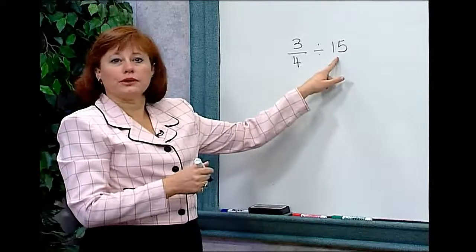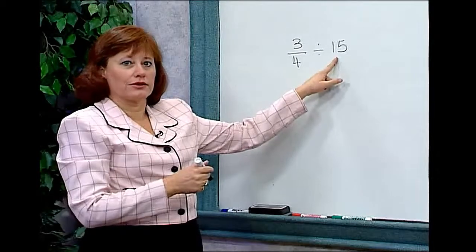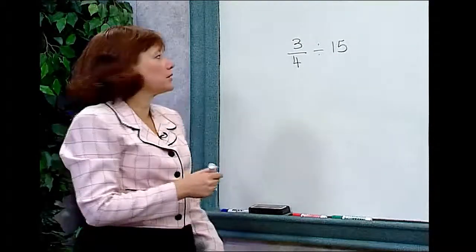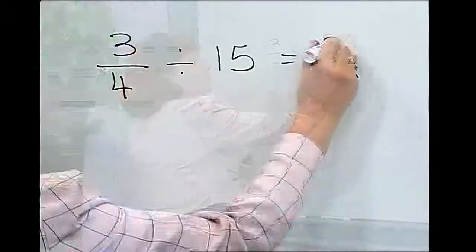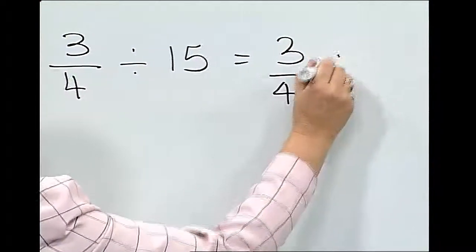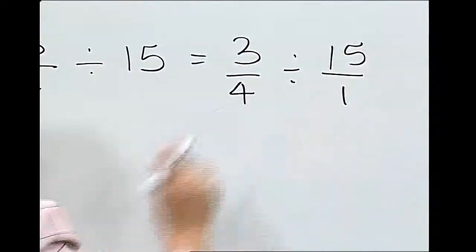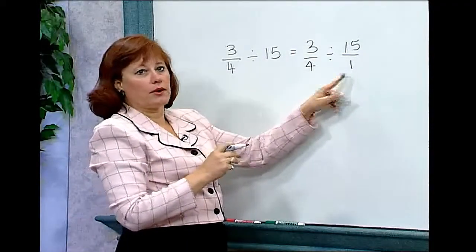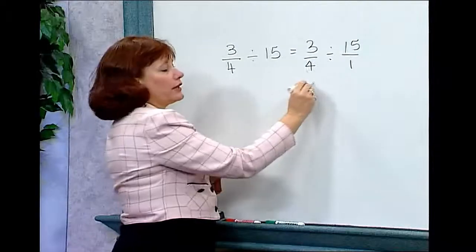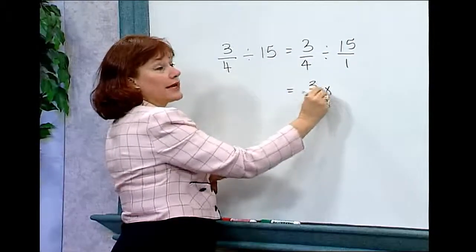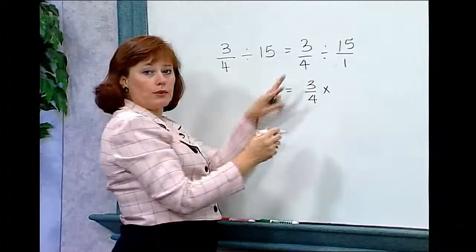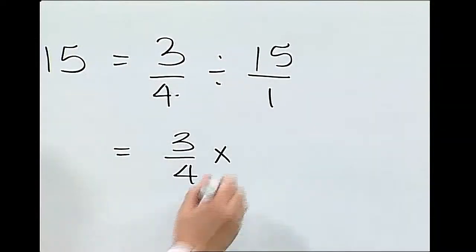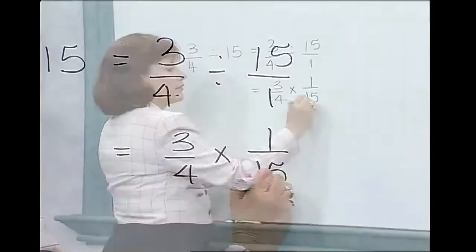In order to be able to invert this, we have to have something to invert, so we want to rewrite it as a fraction. We will write 3/4 divided by 15 over 1. We're rewriting the whole number 15 as 15 over 1. Now we'll use our rule and invert the second number so we can multiply it. When we invert 15 over 1, we get 1 over 15.